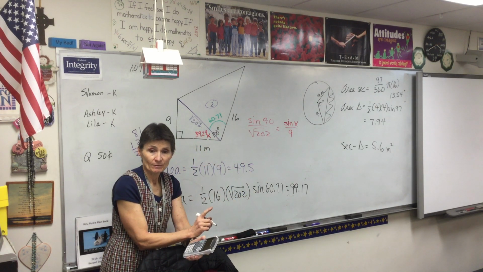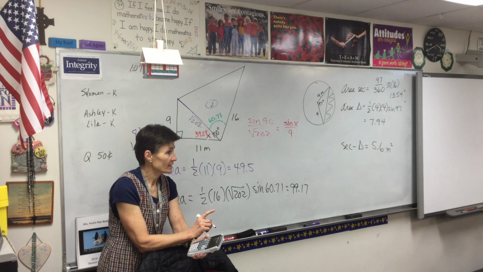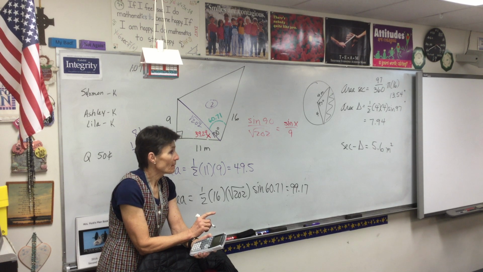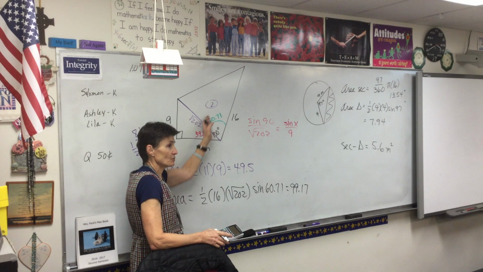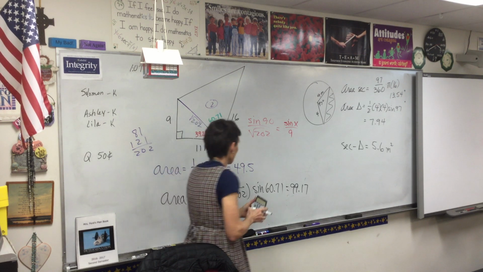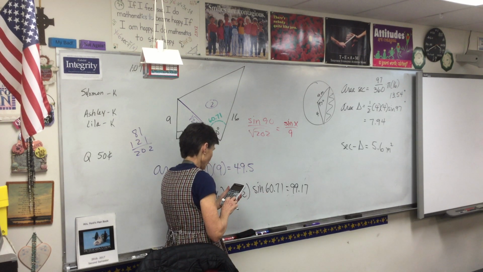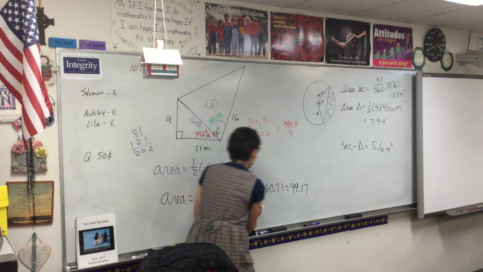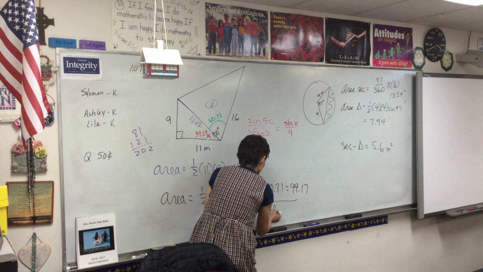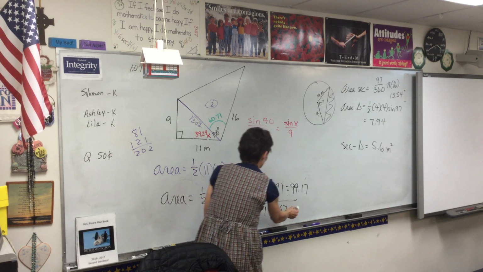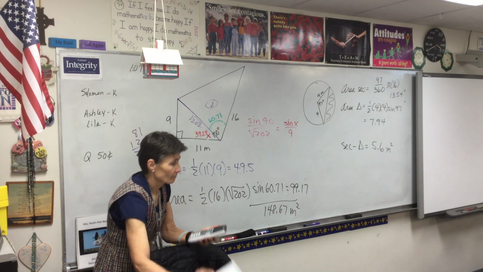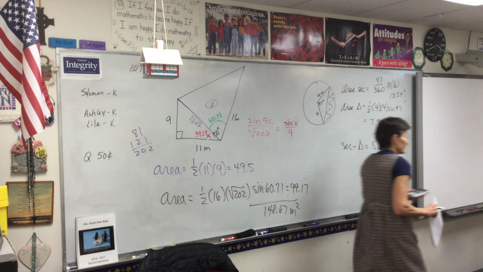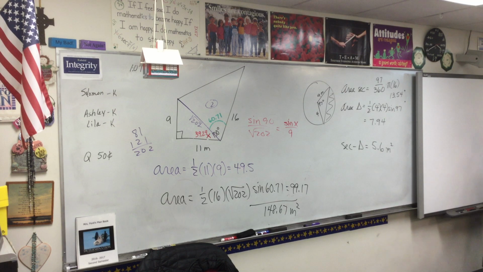Now I need the answer. What do I do to get the answer? This time I add them. Because this time I want the total, see? I did the two little pieces, so I'm going to add them. So 99.17 plus 49.5 is 148.67 square meters. That is a big, bad problem.